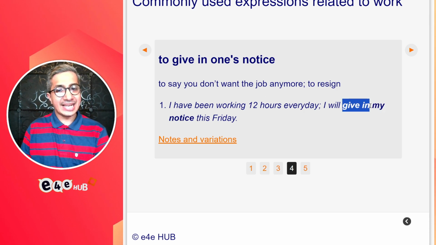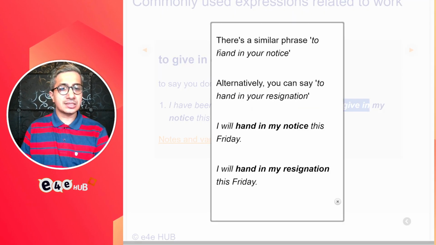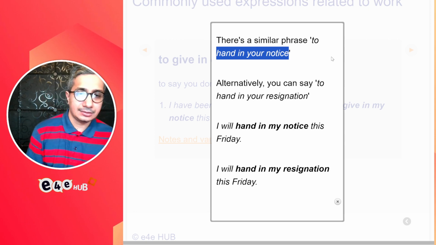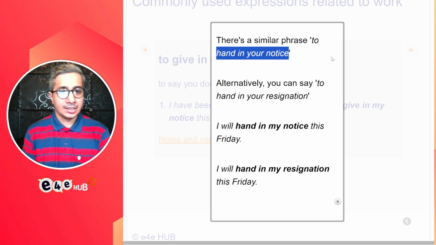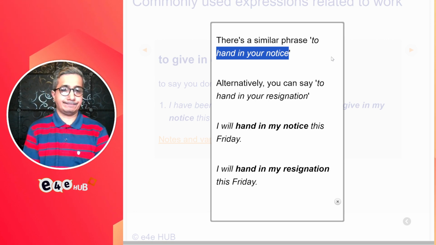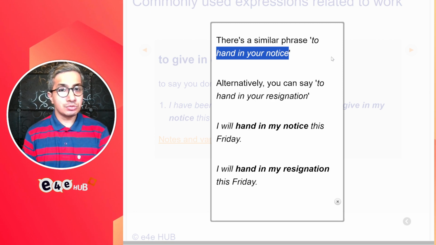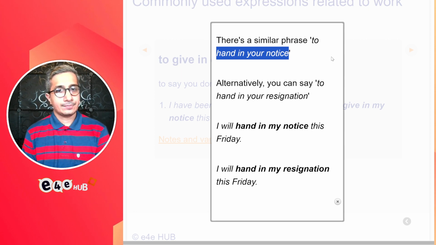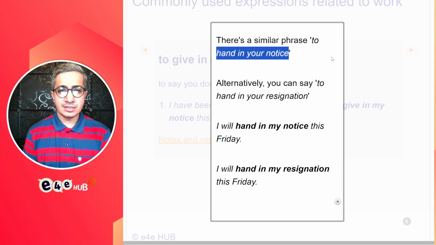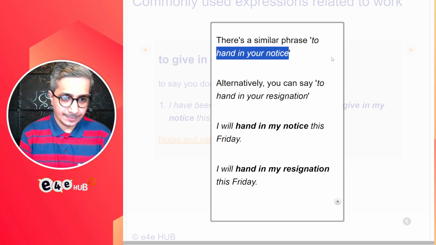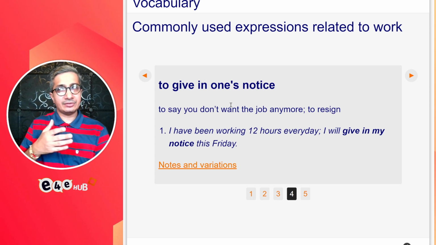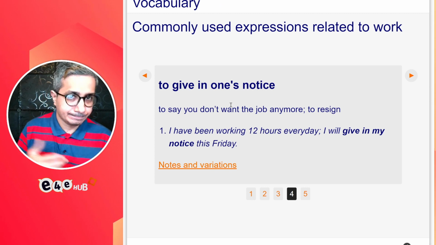Instead of the word give in, you also sometimes use hand in one's notice. Replace the word give with hand and the meaning is the same. I will hand in my notice this Friday. You can also use the expression, I will hand in my resignation this Friday. So, to give in one's notice means the same as to hand in one's notice, means the same as to hand in one's resignation. It's the same thing. But if you remember more, you'll become fluent because you will have a lot of options to use when you speak. That's the whole point, right?